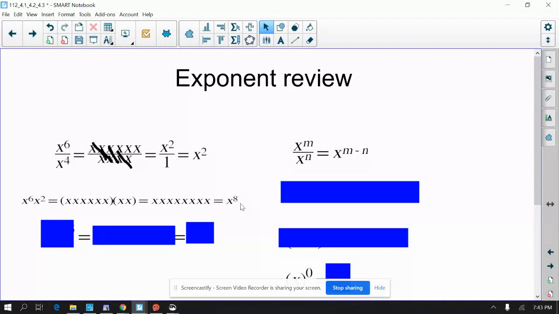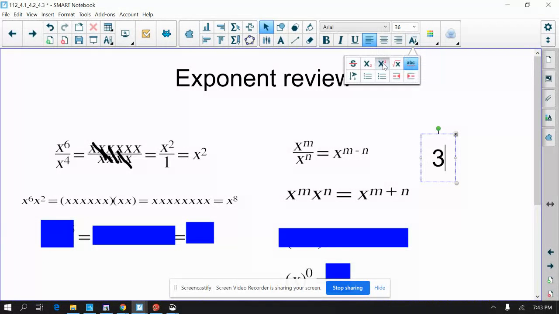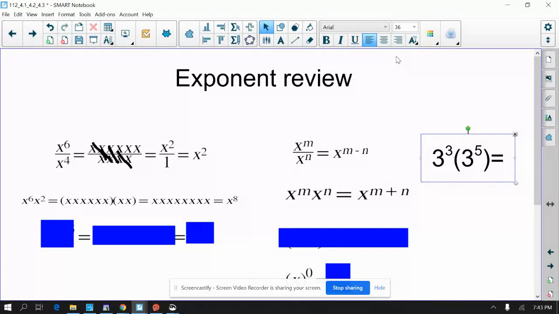Well, from the beginning to the end, if you add the exponents, you'll always get the right answer. So x to the m times x to the n is just x to the m plus n. And some people make a mistake here. Let's say 3 to the third times 3 to the fifth. What does that equal? That does not equal 9 to the anything. It's 3 to the eighth. It equals 3 to the eighth.